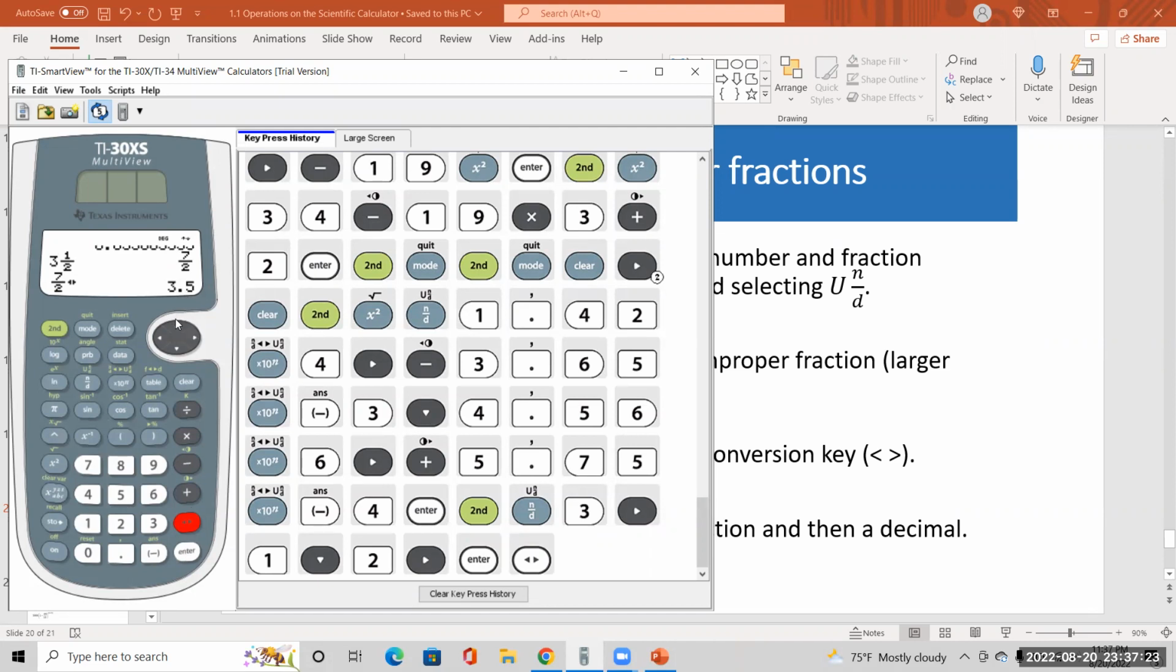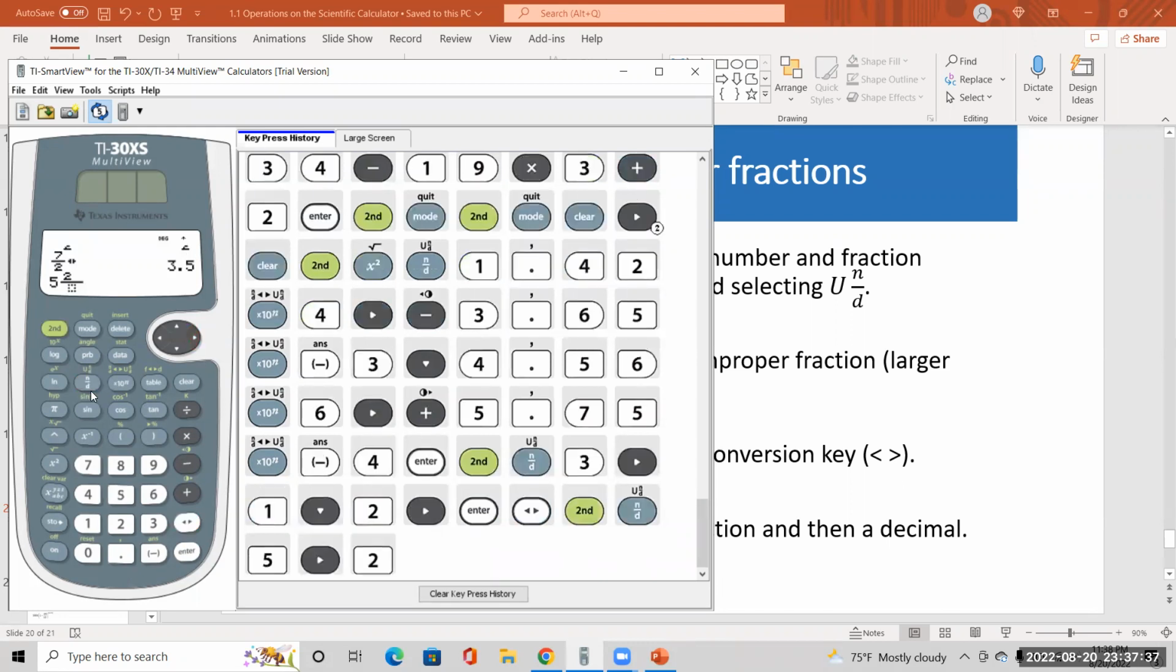Okay. If we do the try it that's on our notes, it says to try to convert 5 2/3 into an improper fraction and then a decimal. So we'll say, okay, we want the mixed number. We want 5 2/3. The improper fraction is 17/3. And if we want the decimal, we'll press that right there. So we get 5.67.